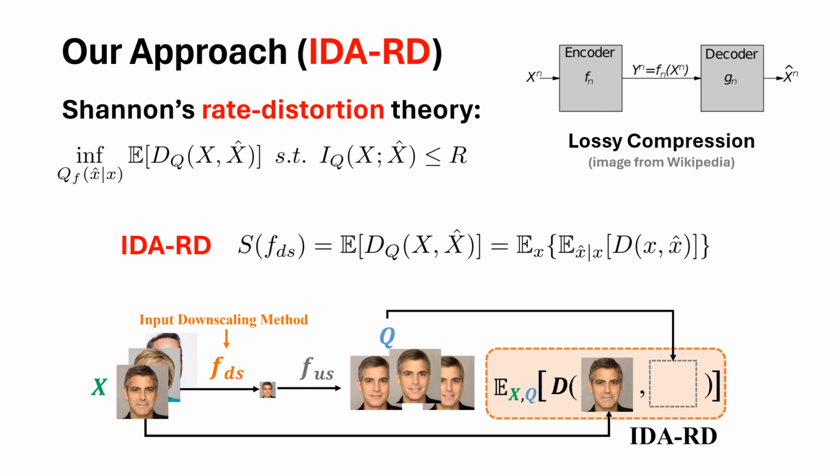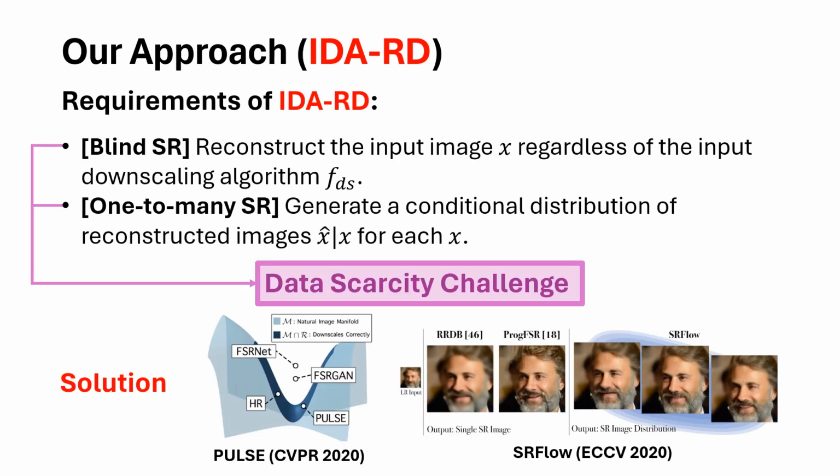Although straightforward, the application of such a metric remained a challenge as it requires a strong upscaling function FUS that can not only reconstruct the input image regardless of the input downscaling algorithm, but also generate a conditional distribution of reconstructed images for each input. Combining these two requirements makes the desired FUS an extremely challenging many-to-many mapping problem that has remained unsolved for decades, resulting in a data scarcity challenge.